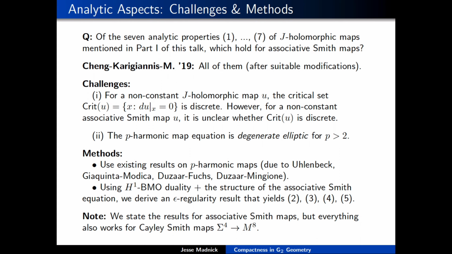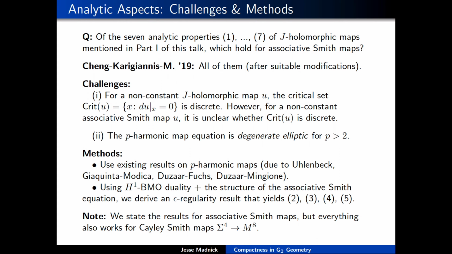So how did we get around these challenges? It's a bit of a long story. I'll very briefly summarize, but one thing was we did draw on existing results on p-harmonic map theory. There's many folks who have contributed to this theory, and we did exploit that. Moreover, the associative Smith equation has a very particular sort of algebraic structure. It turns out to demonstrate what's sometimes called a compensation phenomena.